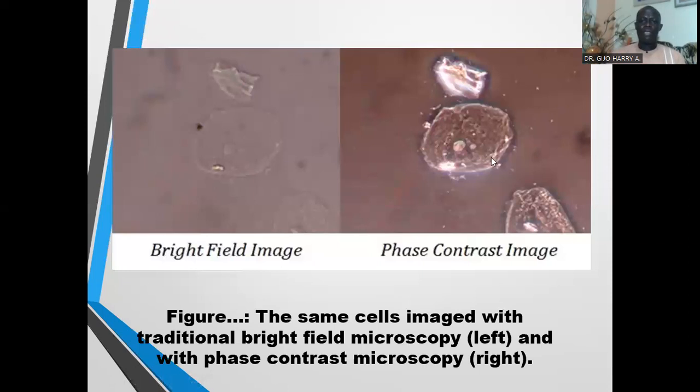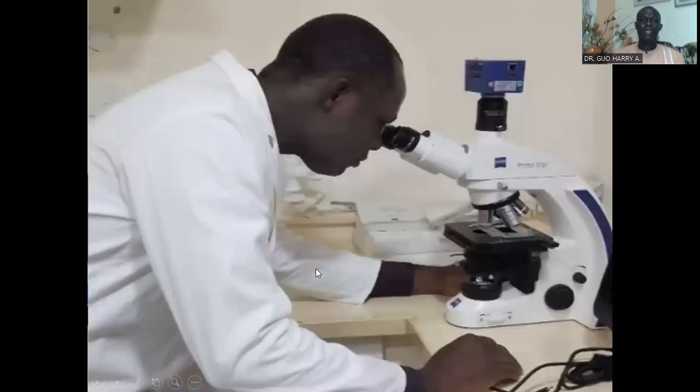Now, in contrast with the bright field microscope image, it is very obvious that the phase contrast microscope produces a better and clearer image. So the same cells imaged with the traditional bright field microscope are on the left and the phase contrast microscope on the right hand side. And it's very clear that the phase contrast microscope produces better images.